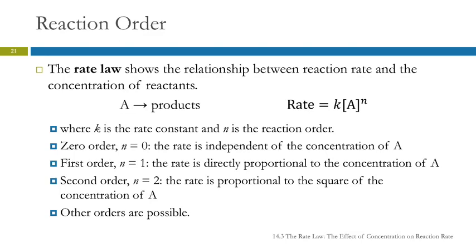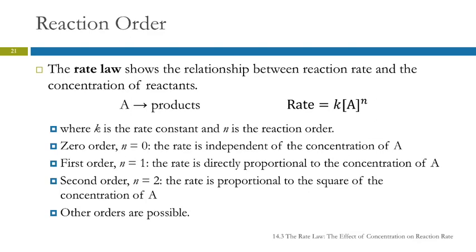So if the reaction order is 0, N equals 0, and then what happens to the rate? What's A to the 0 power? 1. So then the rate equals the rate constant, and it's actually independent of the concentration of A. The rate is just the same all the time. If we have a first order reaction, N equals 1, then the rate is going to be directly proportional to the concentration. Second order, the rate will be proportional to the square of the concentration.